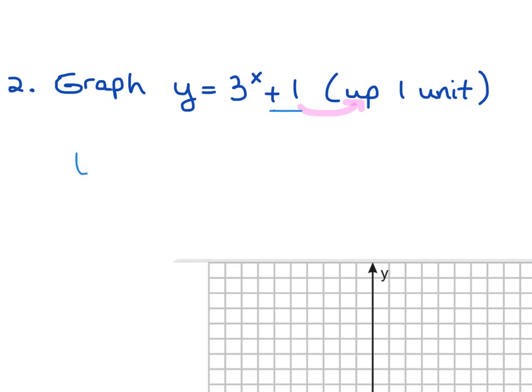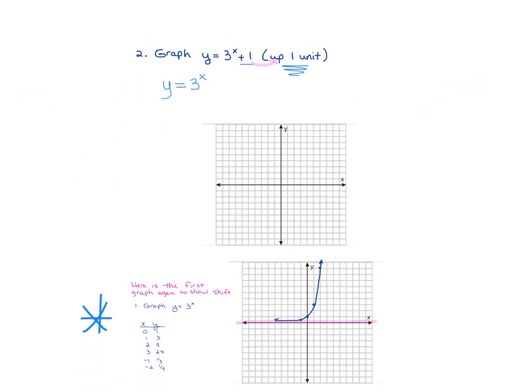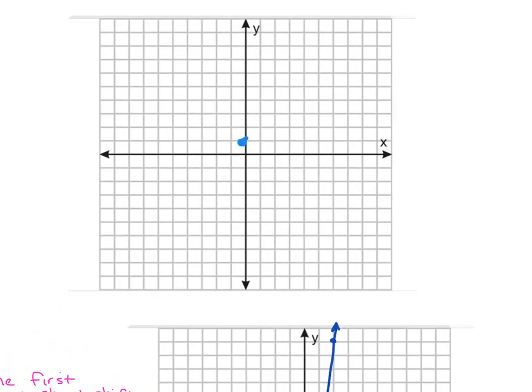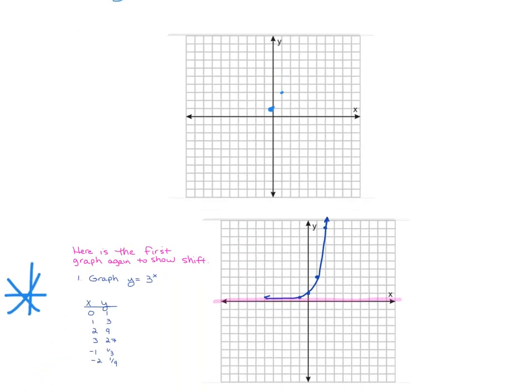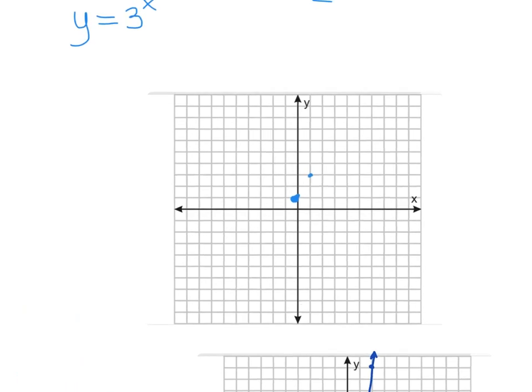So if I can graph this basic one, 3 to the x power, then I would take 3 main ordered pairs, or whatever ordered pairs you have graphed, and then shift each one of them 1 unit up. So if I take my base graph, and I've got it right here, I've got the ordered pairs, so I'm going to graph 0, 1, 1, 3, and then I have negative 1 and then the 1/3.